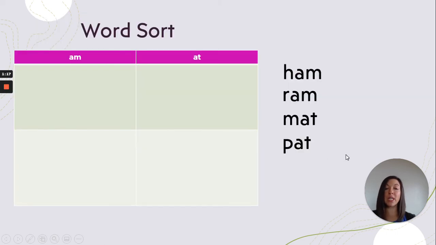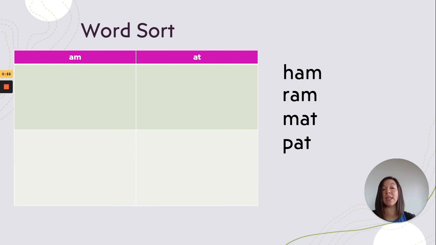The last sort we're going to talk about today is a word sort. So in this word sort, my students that were doing this word sort would need to know onset and rime. In this word sort, we are working with the am and the at. So we're sorting these words with that rime of am or at. And so they're going to put these words in those different categories.